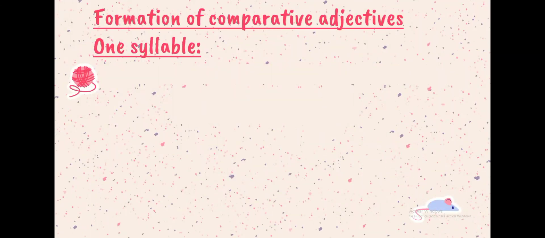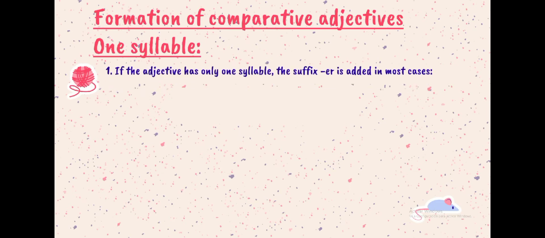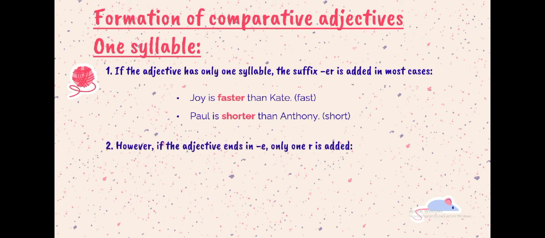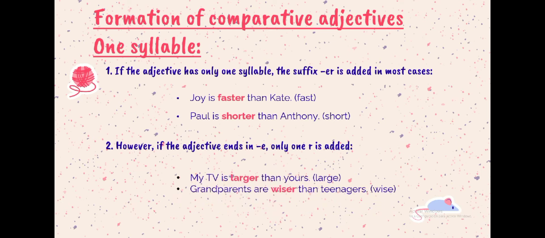Formation of comparative adjectives, one syllable. If the adjective has only one syllable, the suffix er is added in most cases. Example, John is faster than Kate. 2. Paul is shorter than Anthony. However, if the adjective ends in E, only one R is added. Example, my TV is larger than yours. 2. Grandparents are wiser than teenagers.